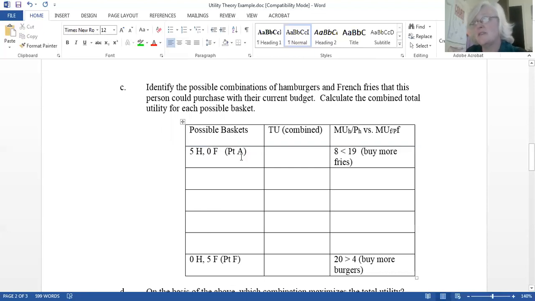Okay? So I'm going to list all the points. I started out here with point A, which corresponds to 5 hamburgers, 0 fries, and then I listed down here point F. And we're just going to work through A, B, C, D, E, and F and figure out what is the total utility of those combinations of hamburgers and French fries. And then we can say, okay, well, this consumer is going to choose the one that provides the most utility. It's going to get the highest total utility combined. And that's one way to go about the maximization of total utility.